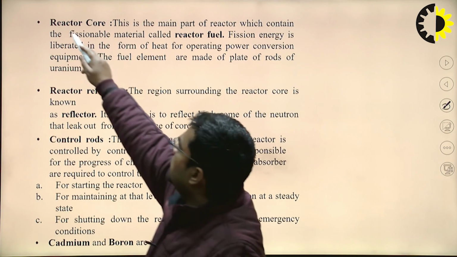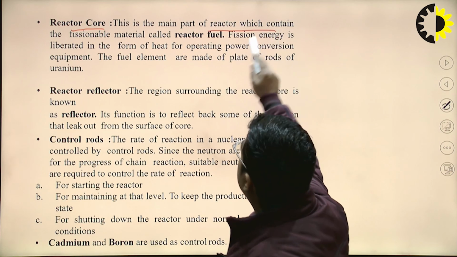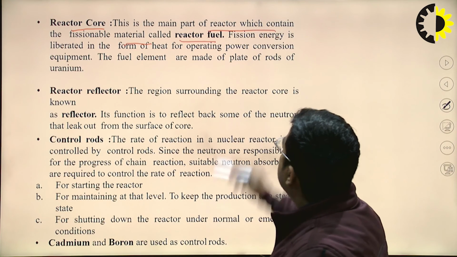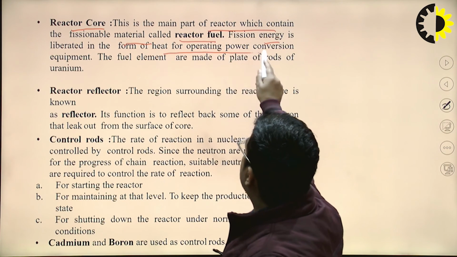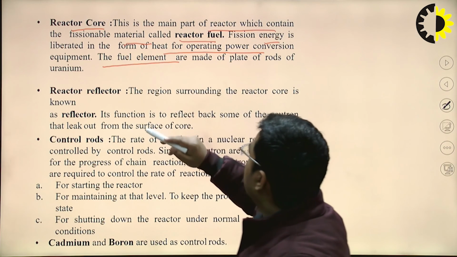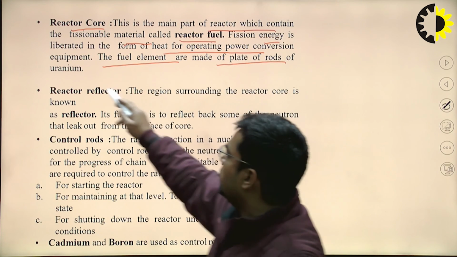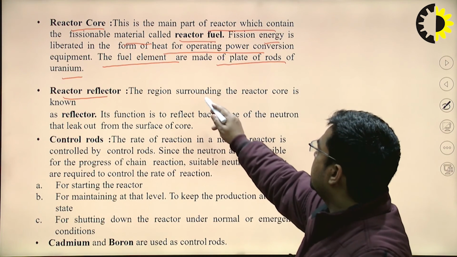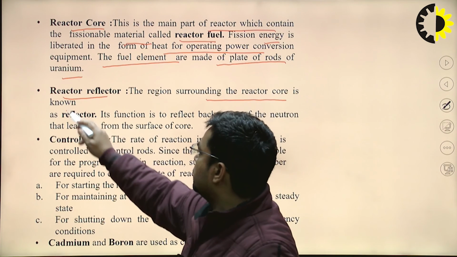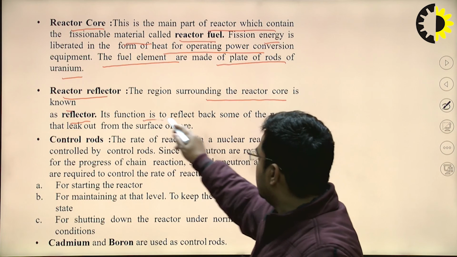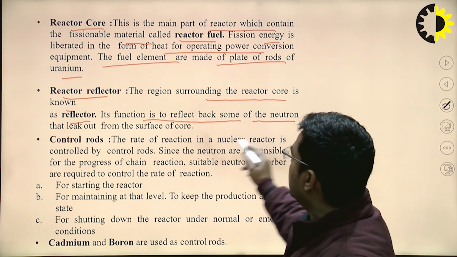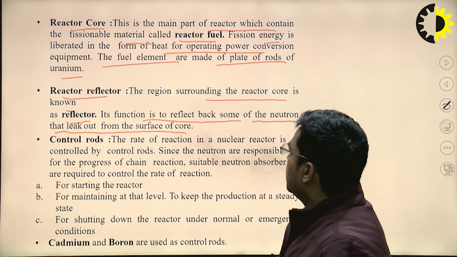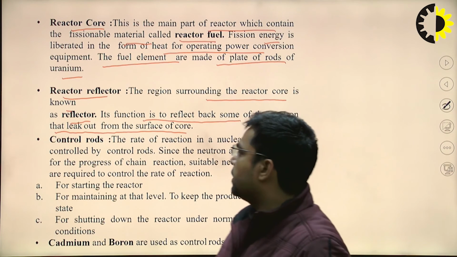If we discuss the reactor core, this is the main part of the nuclear reactor which contains fissionable material, called nuclear fuel. The fission energy is liberated as heat to operate the power and conversion equipment. The fuel elements are made of plates or rods of uranium. Another one is the reactor reflector. The region surrounding the nuclear reactor core is known as the reflector. Its function is to reflect back some of the neutrons that leak out from the surface of the core, and it is used as a protection device.